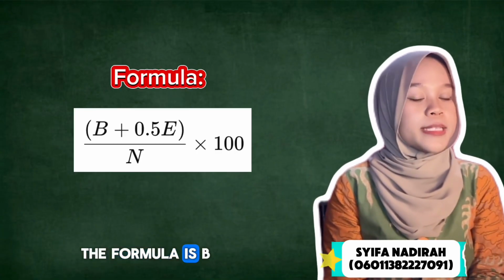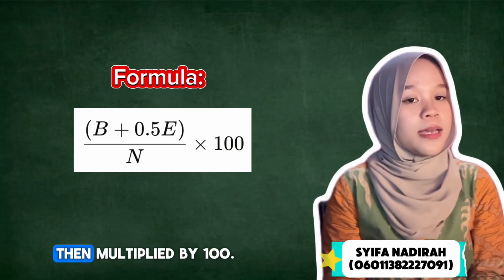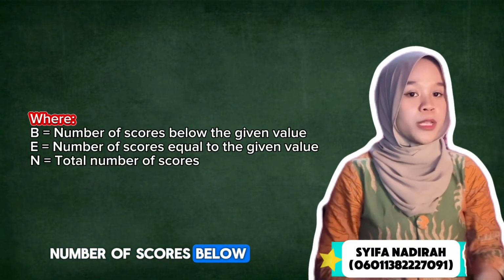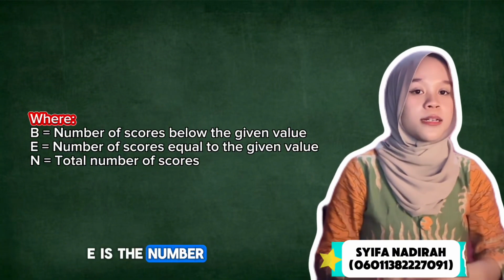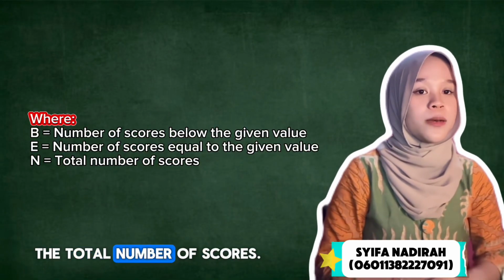The formula is B plus 0.5 times E, divided by N, then multiplied by 100, where B is the number of scores below the given value, E is the number of scores equal to the given value, and N is the total number of scores.